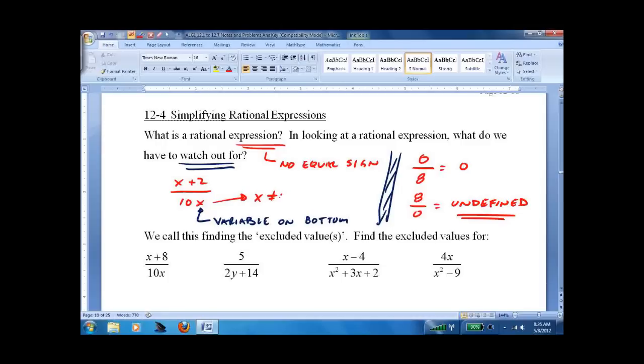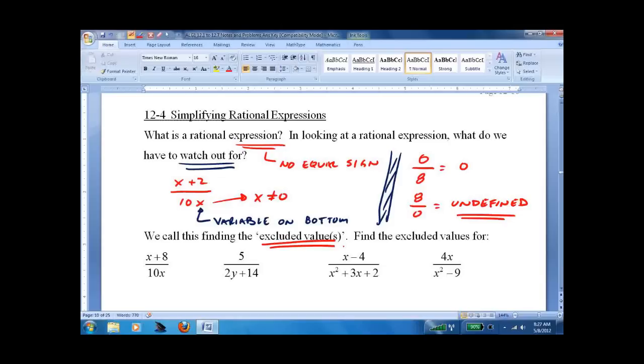X cannot equal 0. How did I know that? Well, 10 times 0 is 0. That would give me a 0 on the bottom. What's going to happen today is we're going to have two problems for the price of one. You're going to have to work with the problem, but you're always going to have to think about excluded values. What are values that I'm not allowed to use?